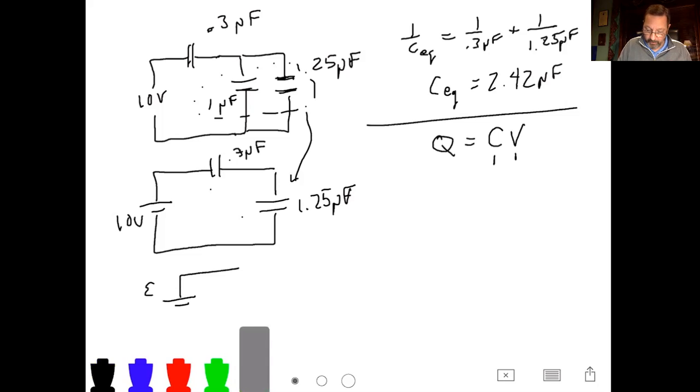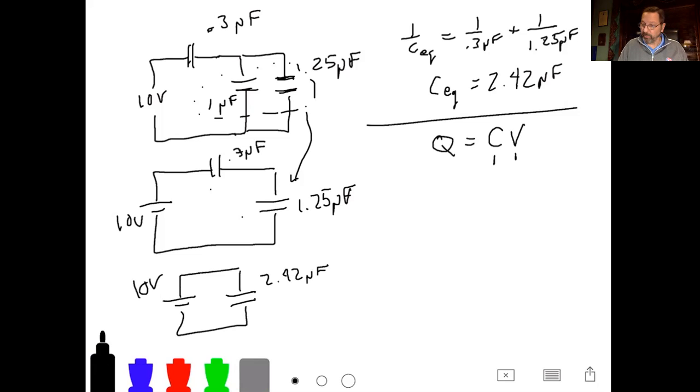I don't know why I wrote electromotive force. Why don't I write 10 volts? And I have a single capacitor here, which we just said was 2.42 microfarads. Well, now I could figure out what charge leaves the battery. Okay, so the charge leaving the battery is equal to 2.42 microfarads times 10 volts.